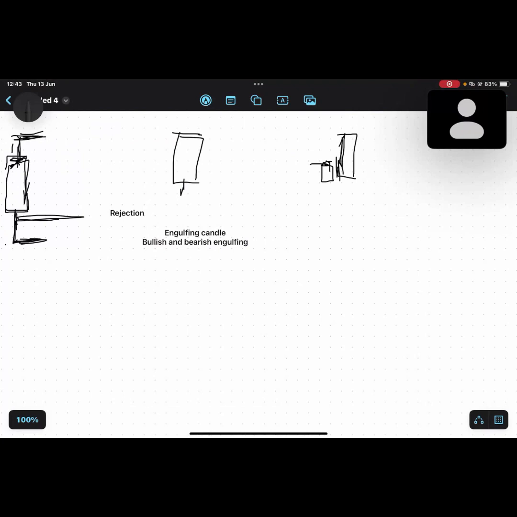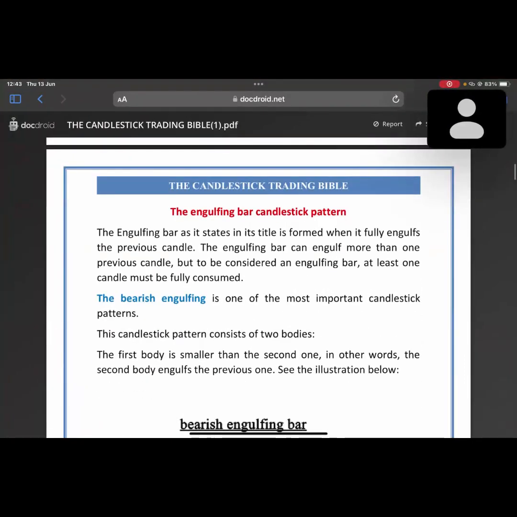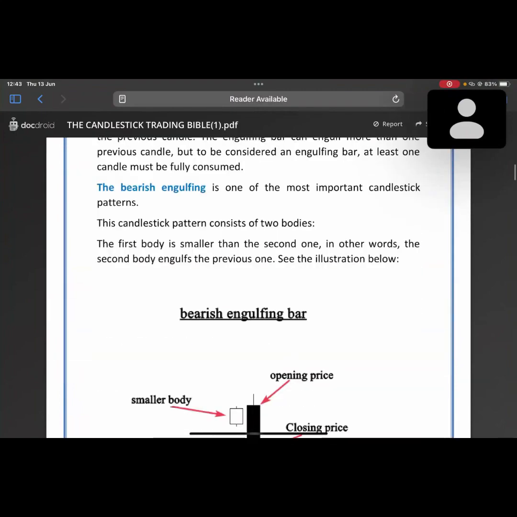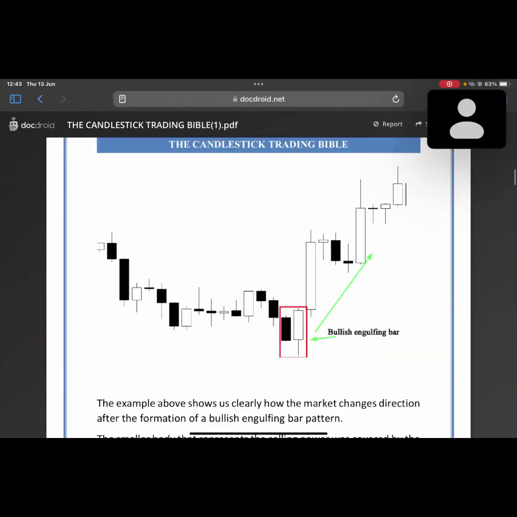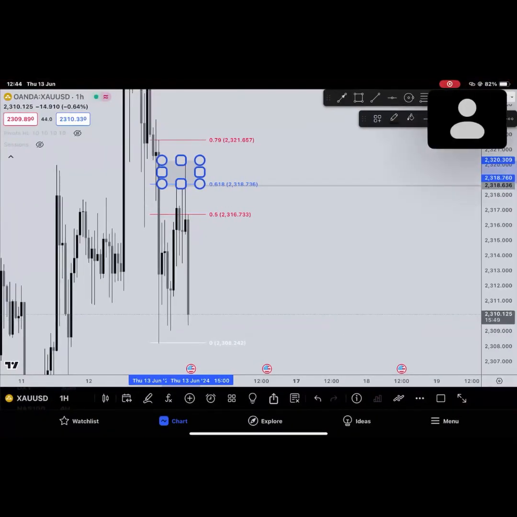Your first candle is a small candle. Your second candle is bigger than the first candle, engulfing the previous candle. You understand? So this now is for a bullish engulfing. For a bullish engulfing, your first candle will be a sell candle, just like this, while your second candle will be a buy candle. The first candle will be the smaller candle, while the second buy candle, which is the bullish engulfing candle, will be bigger than the first candle to engulf.